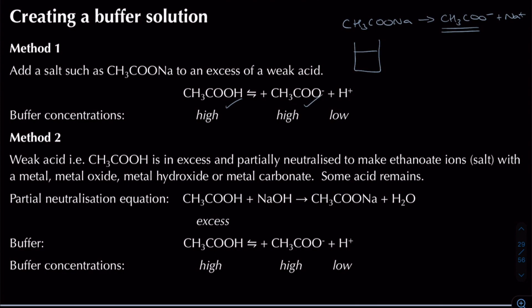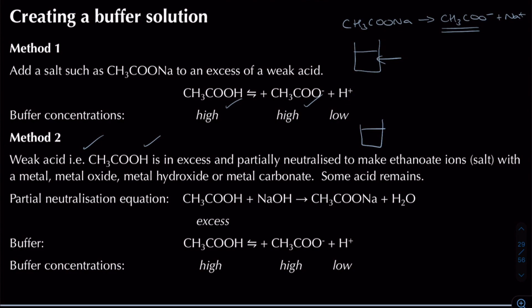Now, what about if I were to look at method 2? In method 2, it's slightly trickier here. Instead of taking the salt and putting it into a solution like we did over here, what we're actually doing is making the salt in the solution itself. So let's say we were to take a weak acid like ethanoic acid, and again, we were to put that in excess. What we would do this time is add in some sodium hydroxide, some sodium oxide, some sodium carbonate, or even sodium metal on its own. And we can make a high concentration of salt by doing that as well.